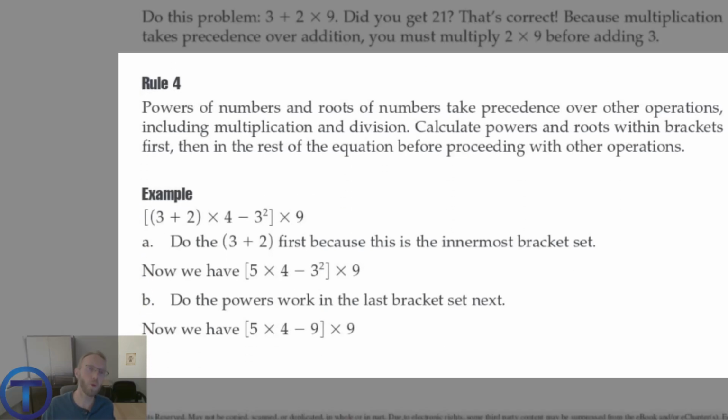Okay. Rule number 4: powers of numbers and roots of numbers take precedence over all other operations. That's the first thing you do. And believe you me, we do this a lot as plumbers. So here we go. Example.